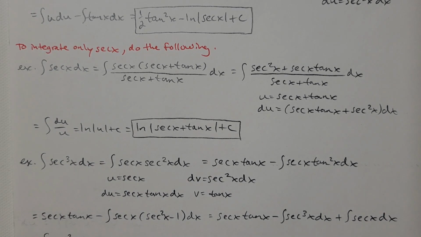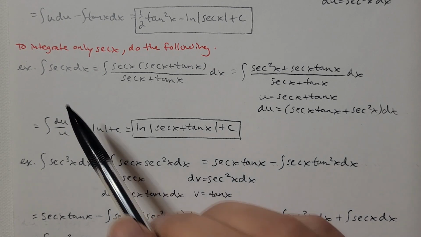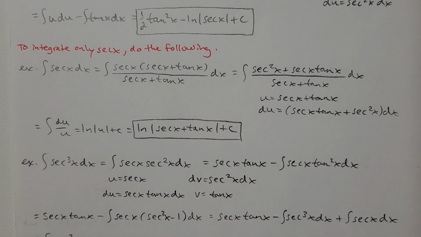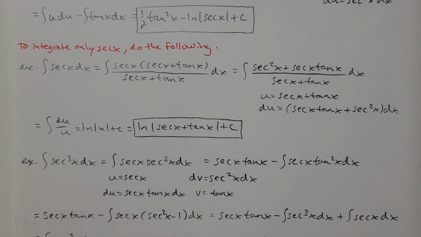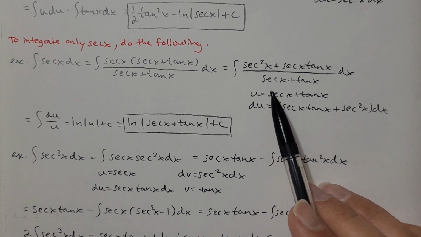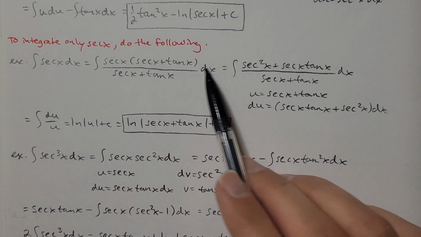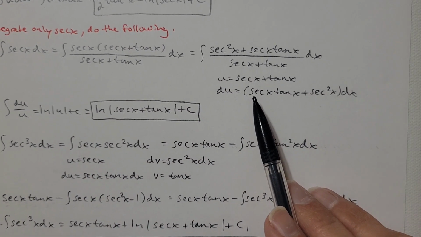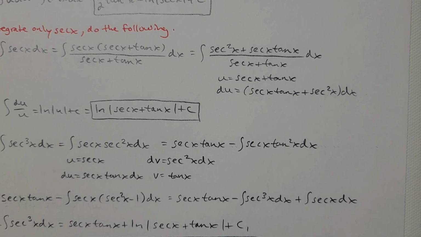Well, this involves a little trick that I wouldn't expect anyone to know how to do, so I'm just going to tell you what we're doing here. With secant x, you're going to multiply the top and the bottom by secant x plus tangent x. Totally obvious, right? Not really. But the reason why we did that, when I distribute the secant x into these two terms up top, is because that sets us up with a u substitution.